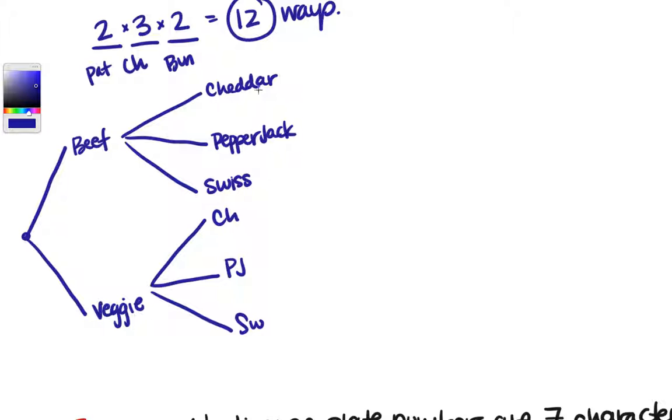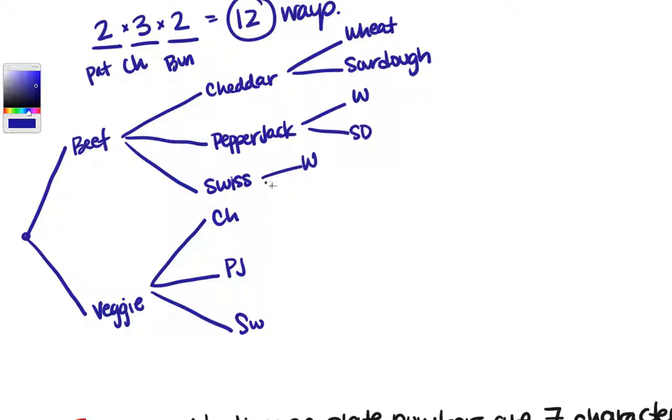And then for each of those 6 patty cheese combinations, we have 2 options for the bun. So let's say that our options for the bun are wheat or sourdough. Okay. So for all 6 of those, there's 2 possible options for every one. So that's why we take that 2 times 3 and multiply it by 2 again. So wheat, sourdough, wheat, sourdough.